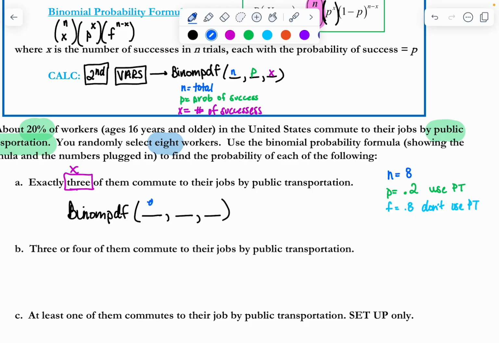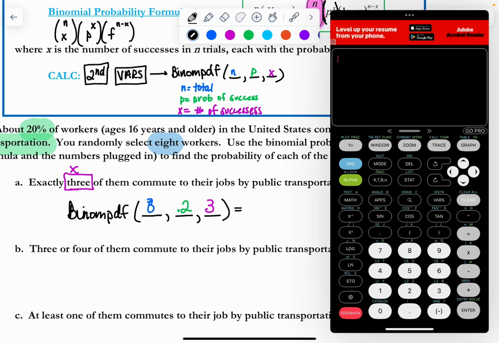So remember, we surveyed 8 workers. The probability that they use public transportation, the probability of success, is 0.2. And for this question, they're asking us, what's the probability that exactly 3 of them use public transportation. And so this is what we have to type into our calculator. So let's go ahead and do that.